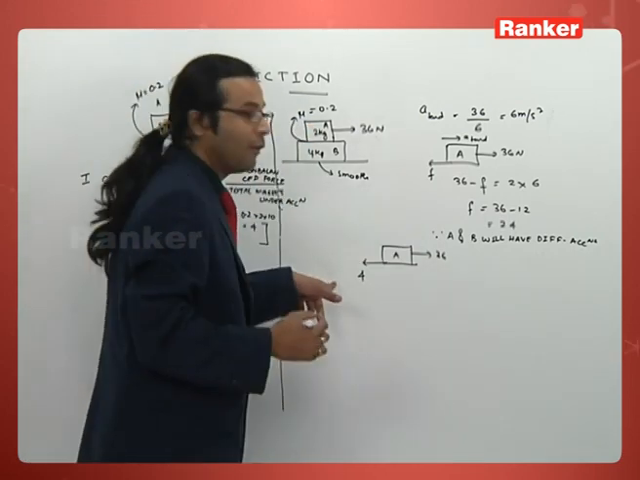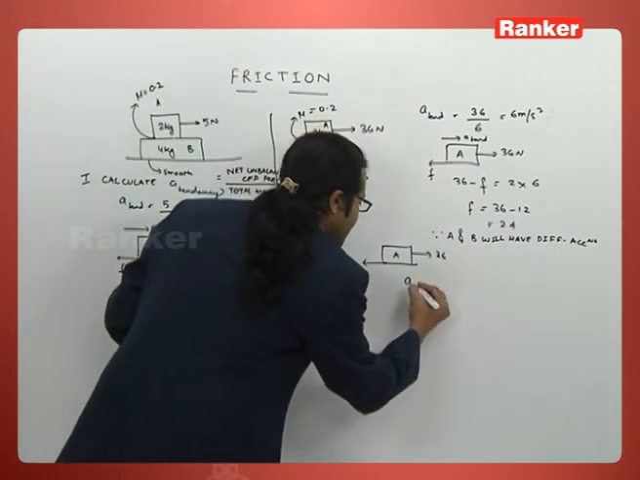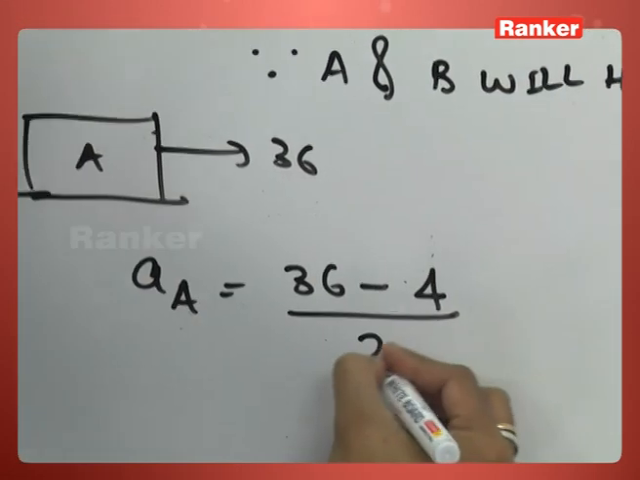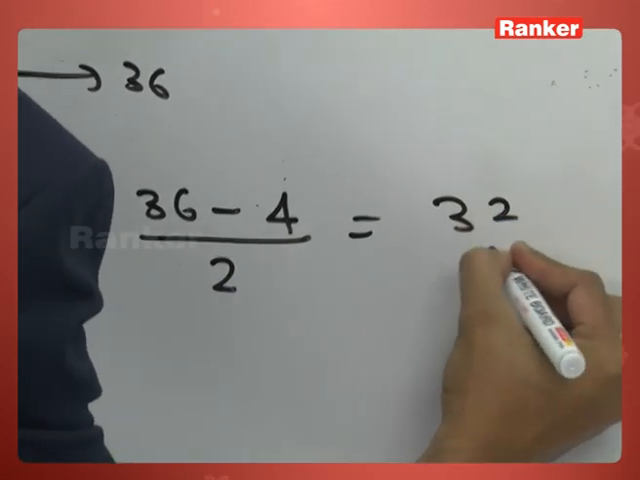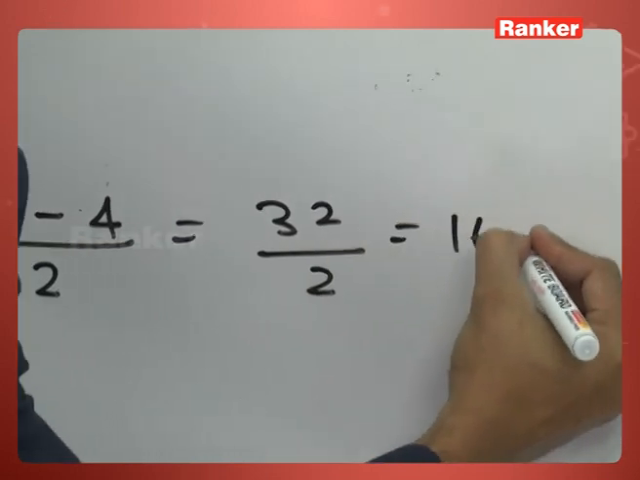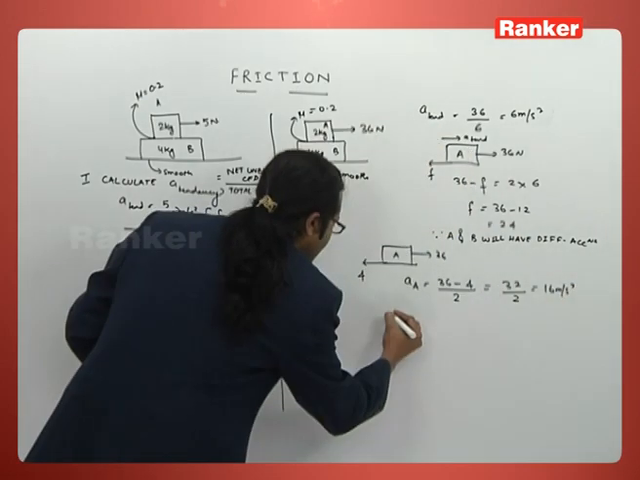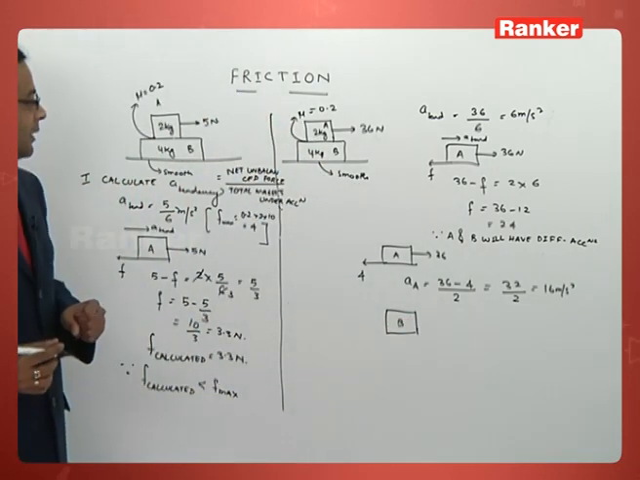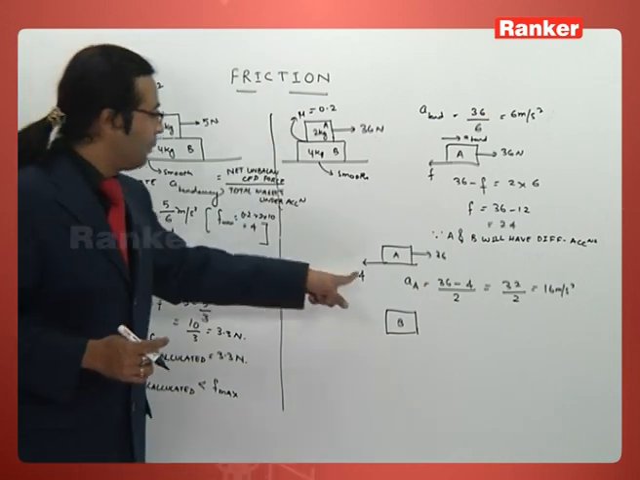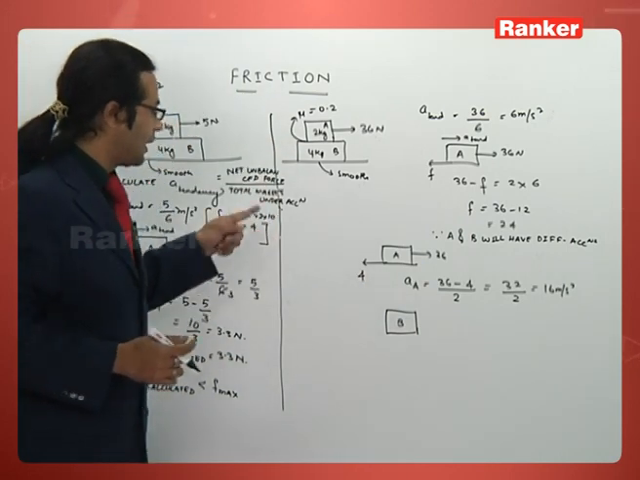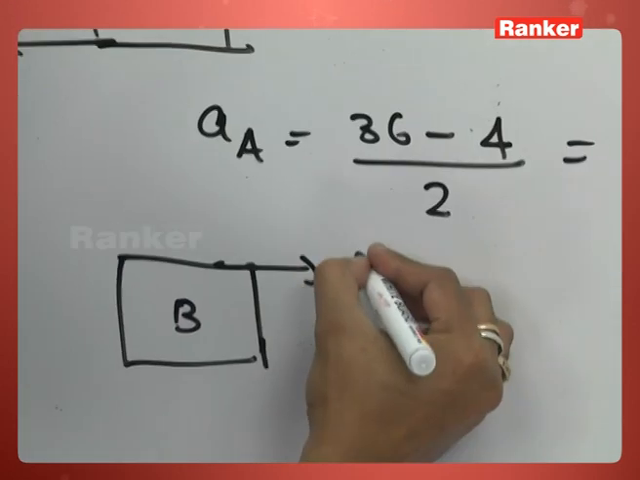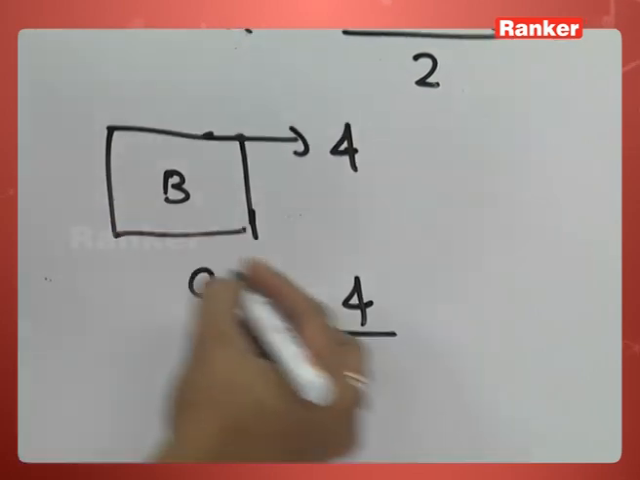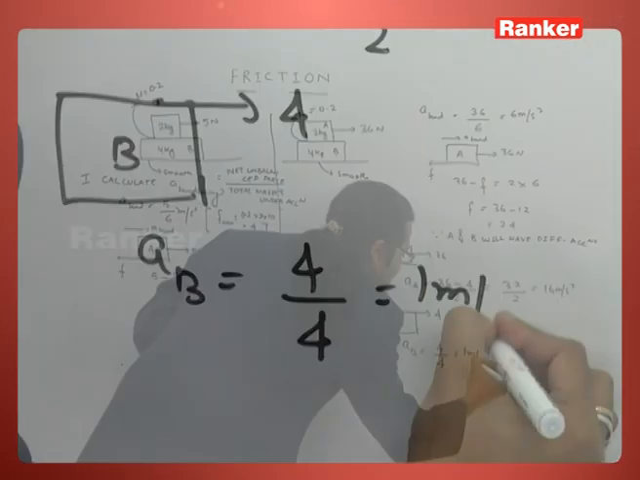Don't substitute this 24 again. So here, acceleration of A is 36 minus 4 divided by mass of A, which is 2. So that is 32 divided by 2, that is 16 meter per second square. And on B, since frictional force makes an action and reaction pair, on A 4 Newton is acting in the backward direction, on B it will act in the forward direction, that is 4. So acceleration of B will be 4 divided by mass of B, which is 4, that is 1 meter per second square.